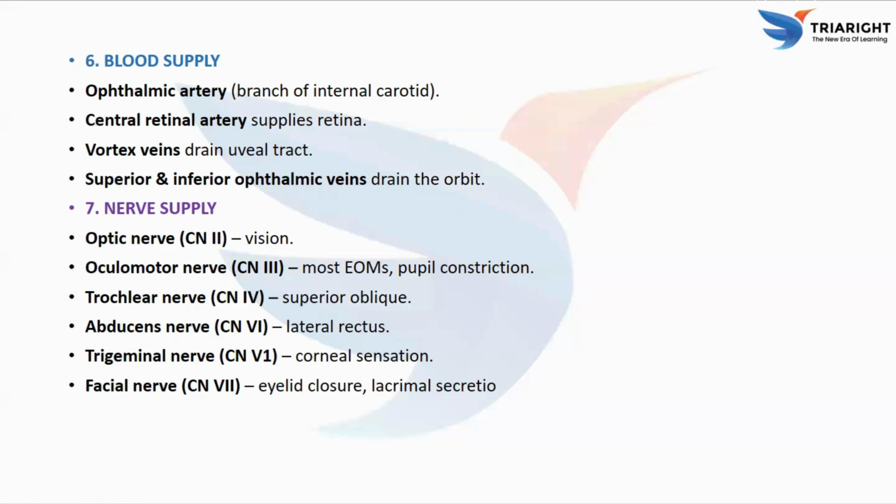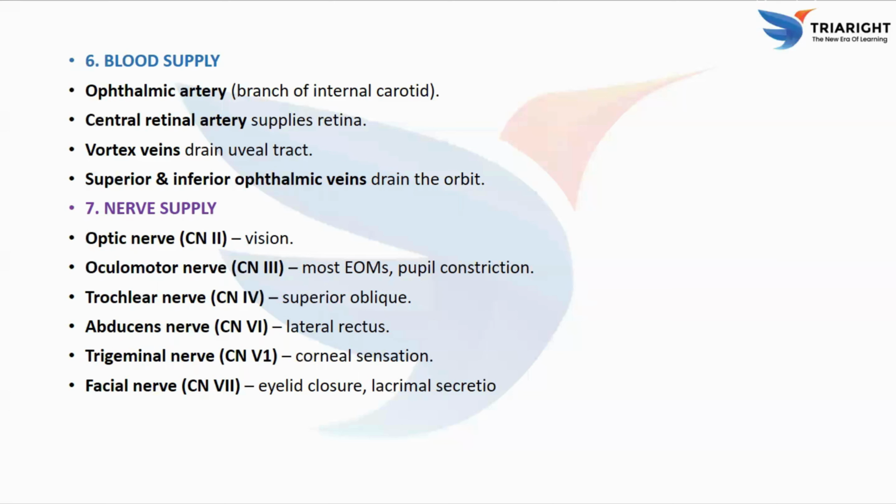And the next is the facial nerve, which is the seventh cranial nerve. What is the function? It closes the eyelids through the orbicularis oculi, and also lacrimal secretion, which is a parasympathetic input to the lacrimal gland. And the seventh cranial nerve palsy is also called Bell's palsy. What is the condition? It is the inability to close the eye, which results in dry eye risk.